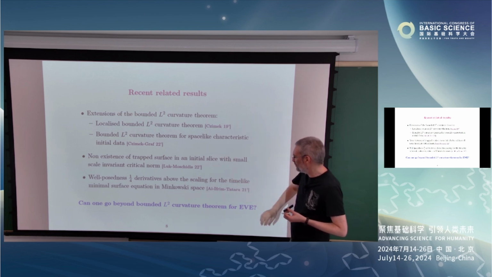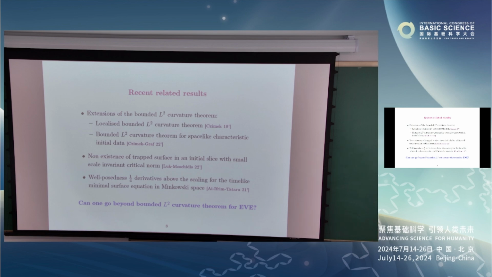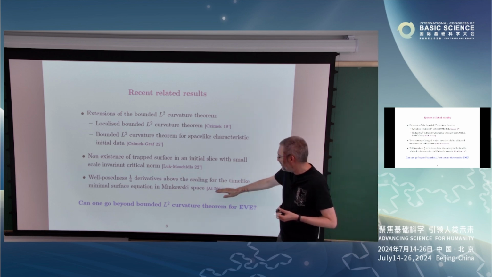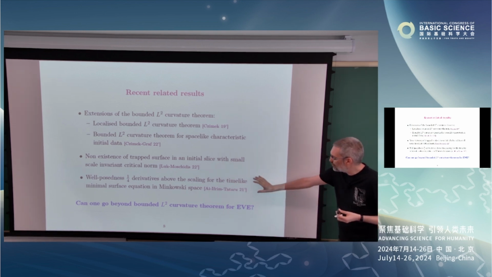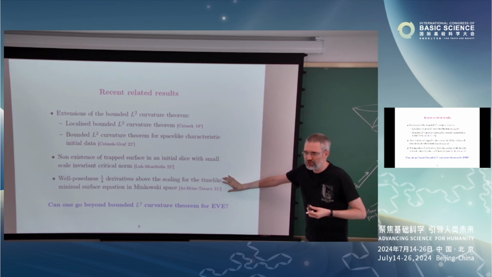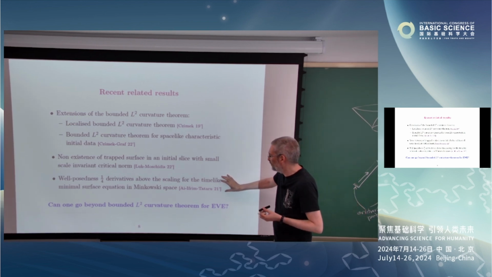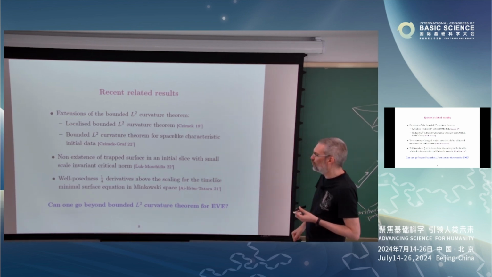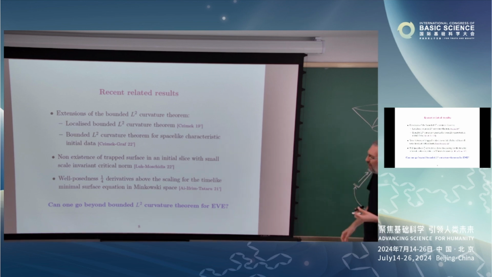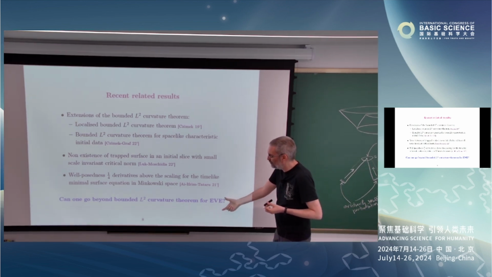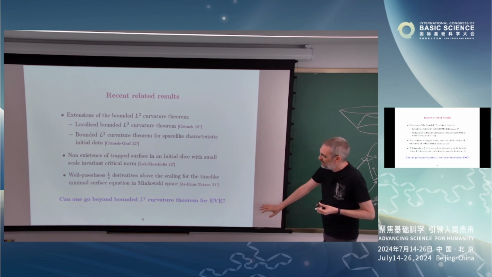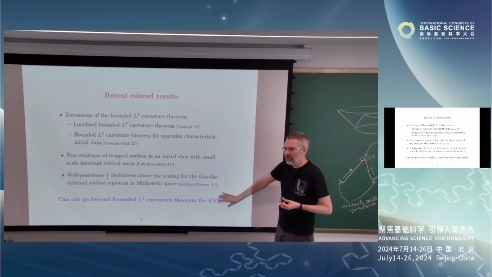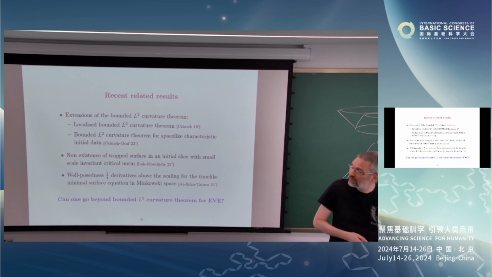And I want also to mention this result of Ifrim and Tataru, which proves well-posedness for a different equation, the timelike minimal surface equation in Minkowski. So this is also a quasilinear wave equation with a null structure. So this is the connection with the Einstein equations. And for this different equation, they can go 1/4 above the scaling, while we have 1/2 above it. Okay, so this raises the question whether you can go beyond the theorem I was mentioning, and I believe that going all the way to the scaling is really essential for proving the weak cosmic censorship. So I think it's a very important problem. Fortunately, it's a very hard one.